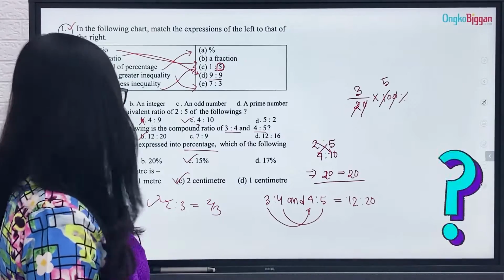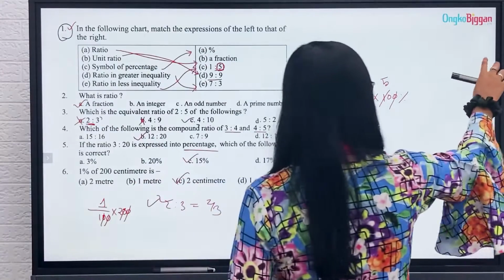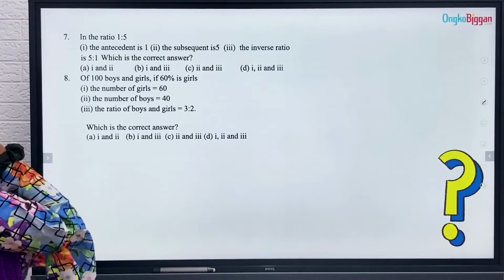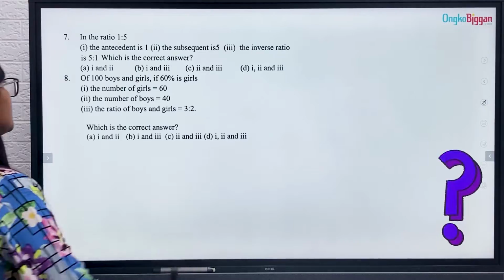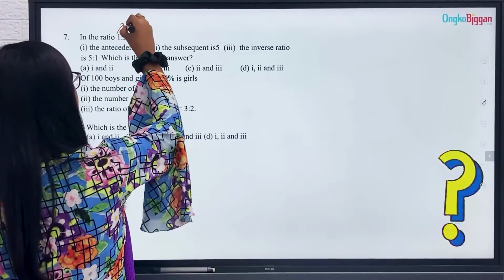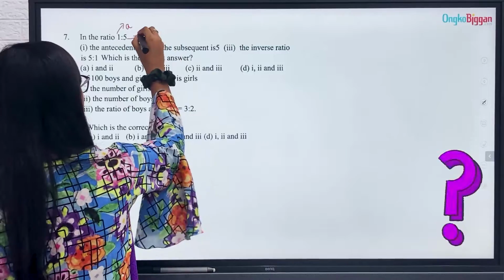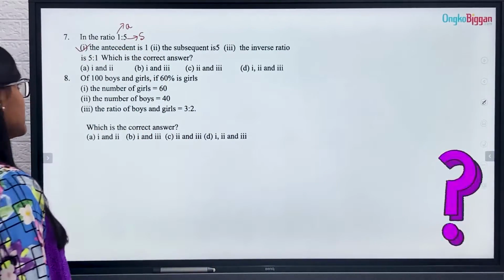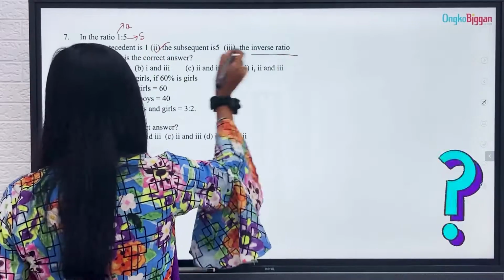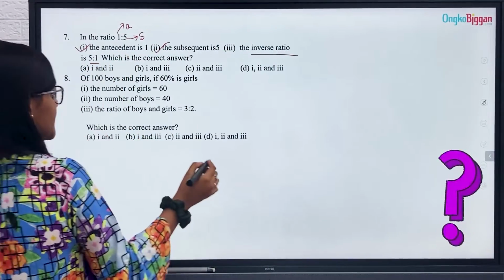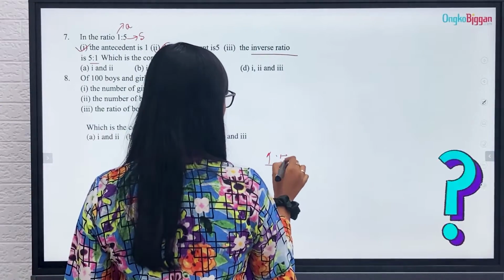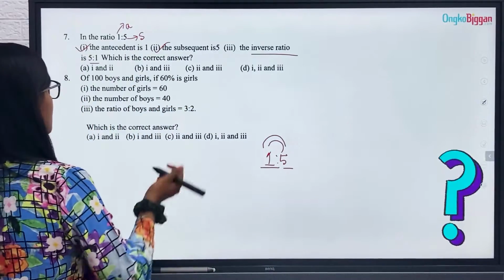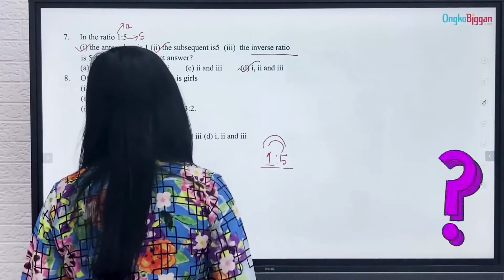I hope you are clear with these 6 problems. So I am moving forward. In the ratio 1:5, the antecedent is 1, the subsequent is 5. We know the first value is termed as antecedent and the second one is termed as subsequent. So here our antecedent is 1, it's correct. Then subsequent is 5, it's also correct. The inverse ratio is 5:1. Yes, we obtain inverse ratio by alternating the places of antecedent and subsequent. So yes, it's also correct. So our answer will be 1, 2 and 3.